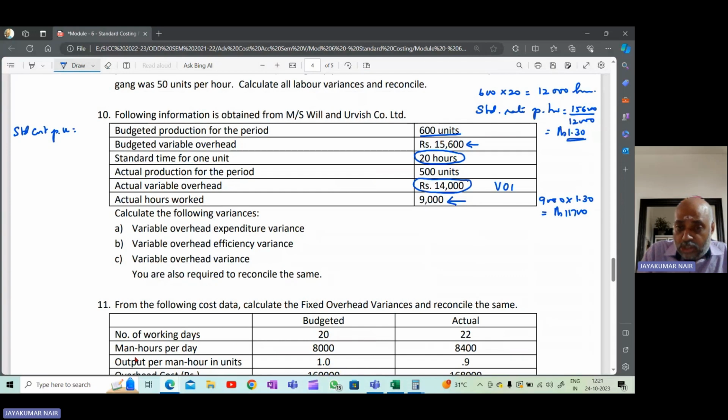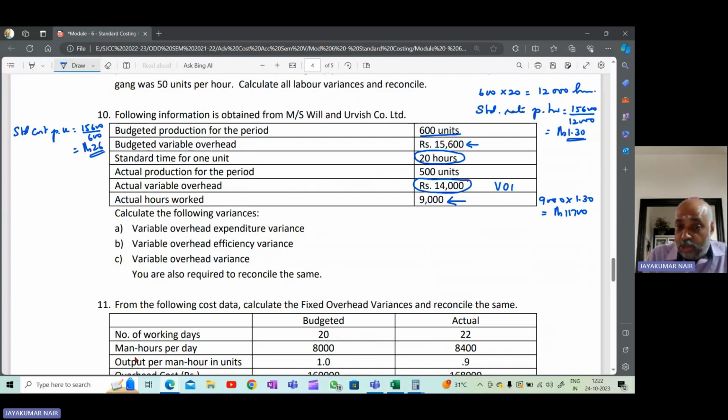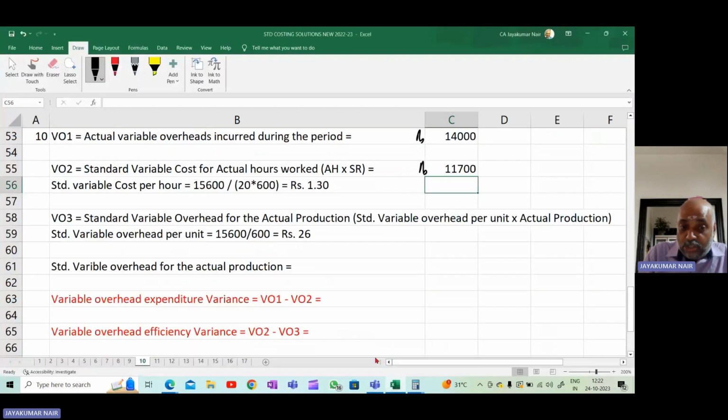You know that the budgeted cost is 15,600 for producing 600 units. So 15,600 divided by 600 will give you the standard variable overheads per unit, which is rupees 26. How many units did you actually produce? Actual production during the period is 500. So 500 into 26 will give you the standard variable overhead for actual production.